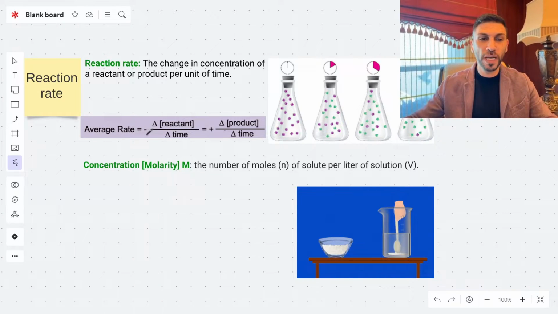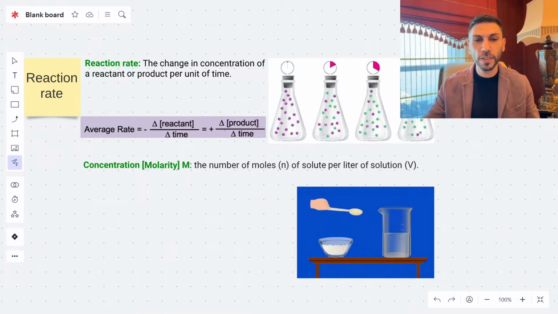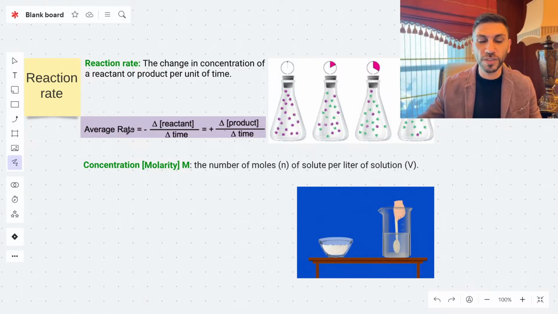How can we calculate the average rate? Average rate equals negative delta concentration of reactant over delta time. That means the negative of the change in concentration of the reactant divided by the change in time. When we talk about the reactants, we put the negative sign, which equals positive delta concentration of the products divided by delta time. Because the reactants are always being consumed, the concentration of the reactants gets lower with time. That's why we put the negative sign here, because the average rate always has a positive sign.